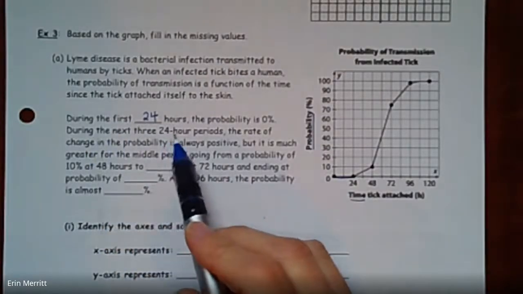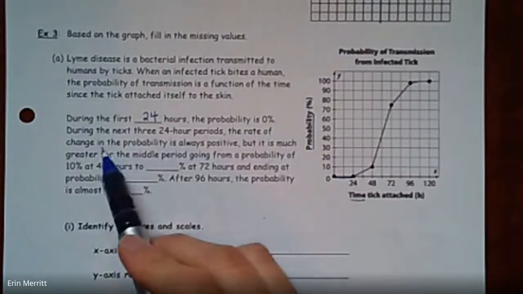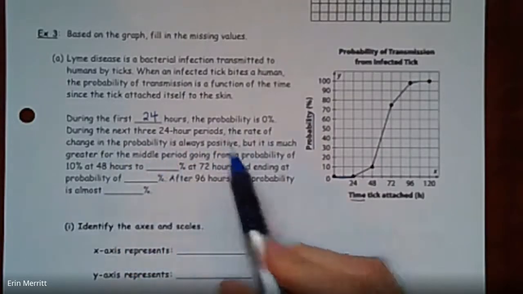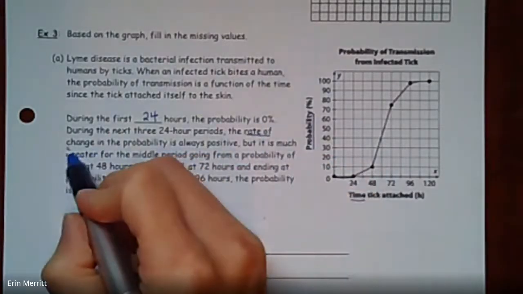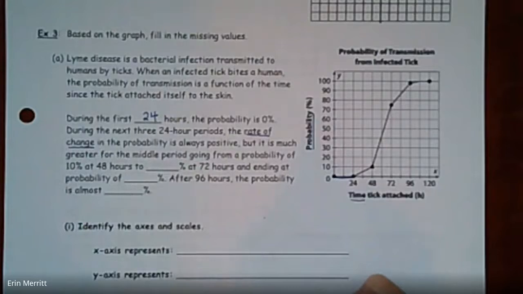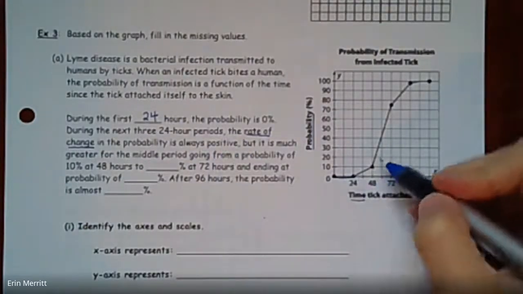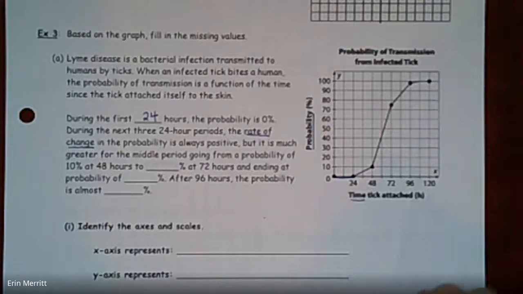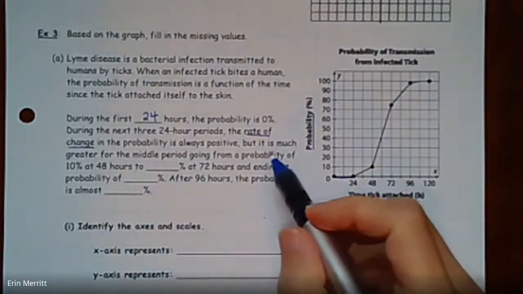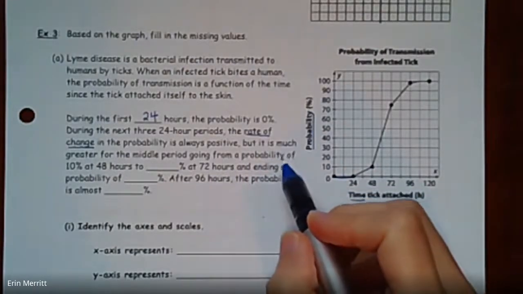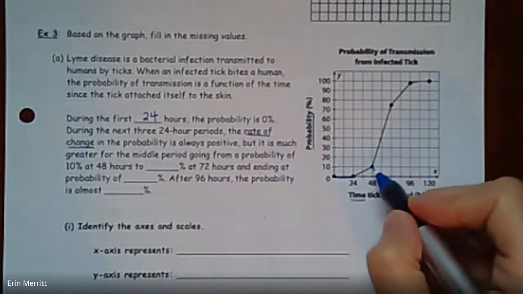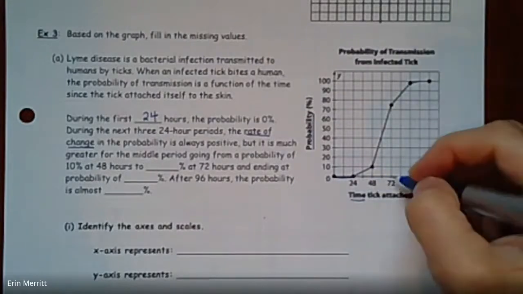During the next 3 24-hour periods, the rate of the change in probability is always positive. Remember, rate of change, or average rate of change, that's talking about the slope. So the rate of change is increasing. You see those positive slopes there. But it's much greater for the middle period, going from a probability of 10% at the 48-hour mark to blank percent at the 72-hour mark.